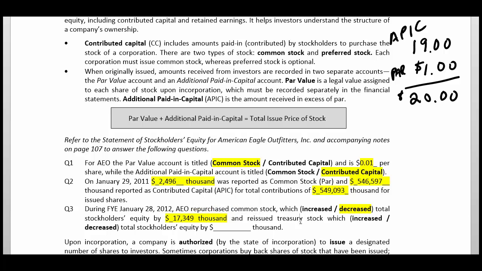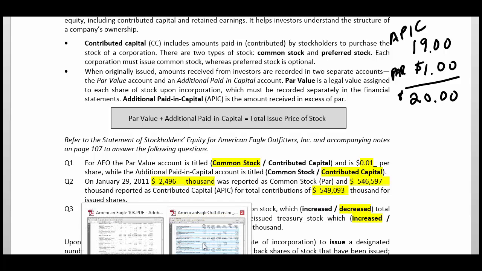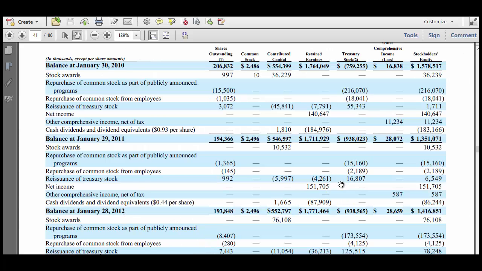And then it reissued treasury stock, which would increase stockholders' equity by the amount that it issued. Let's see here, treasury stock reissued 16,807 in 2012.